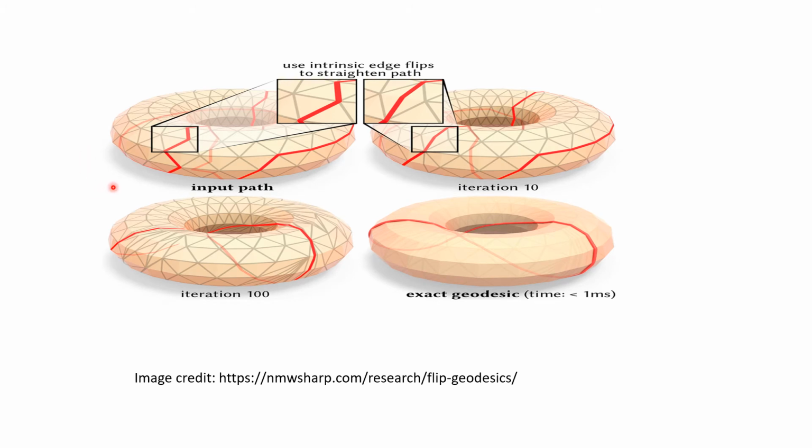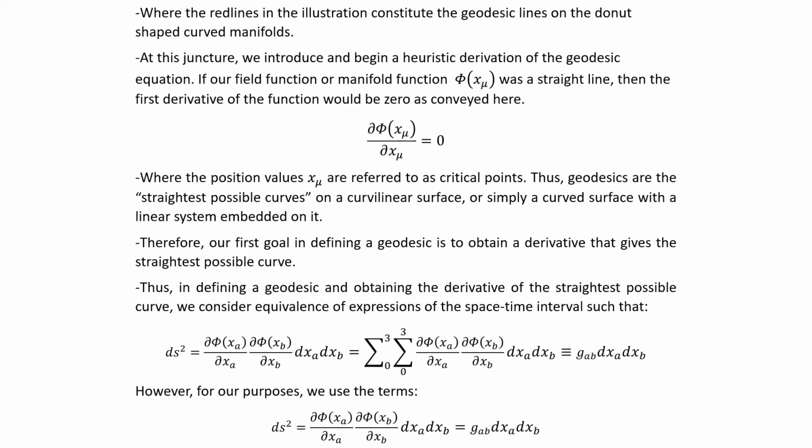All right, so here we see donut-shaped spacetime manifolds where the red lines are the geodesic lines, so the straightest possible curves along them. And of course, we give credit to the website that produced it right here, where the red lines in the illustration constitute geodesic lines on the donut-shaped curved manifolds. At this juncture, we introduce and begin a heuristic derivation of the geodesic equation.